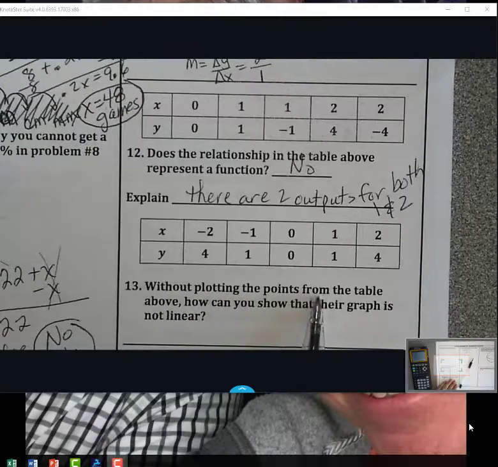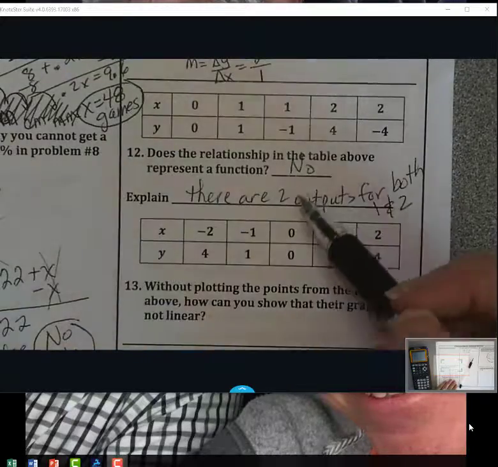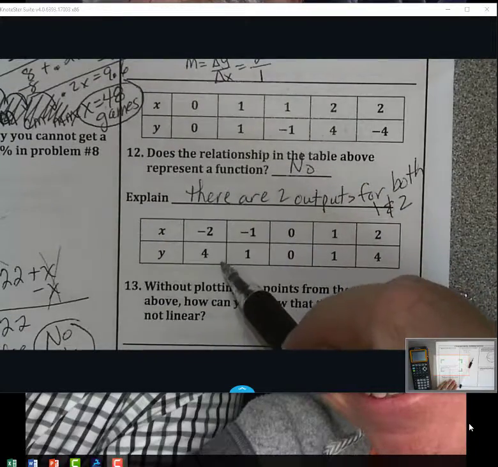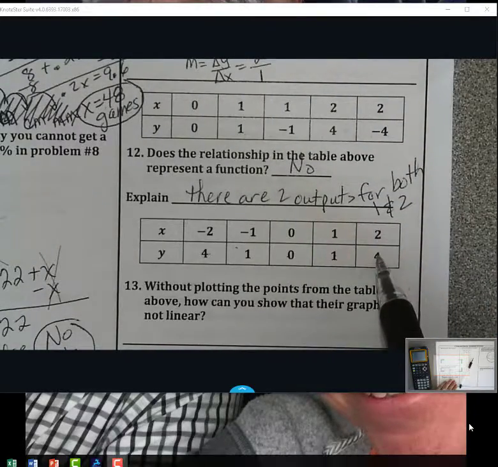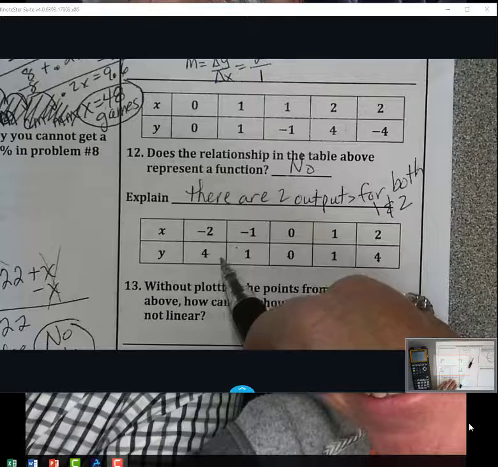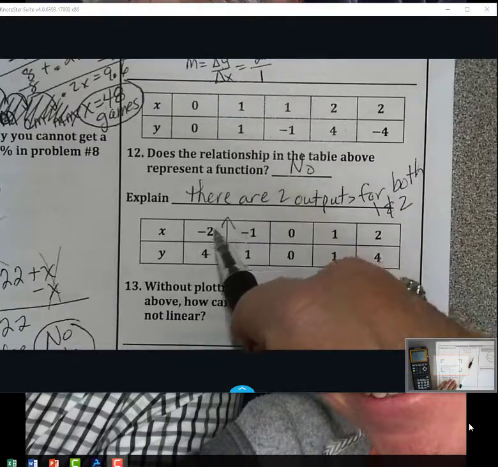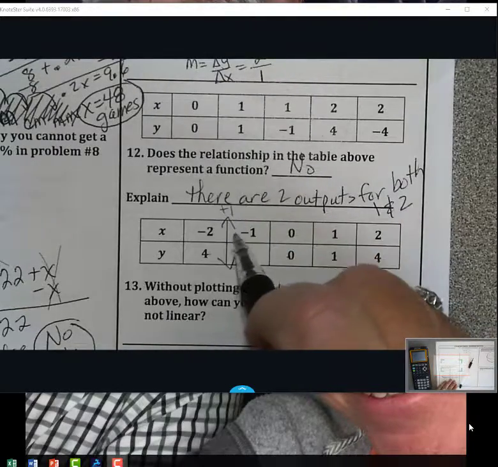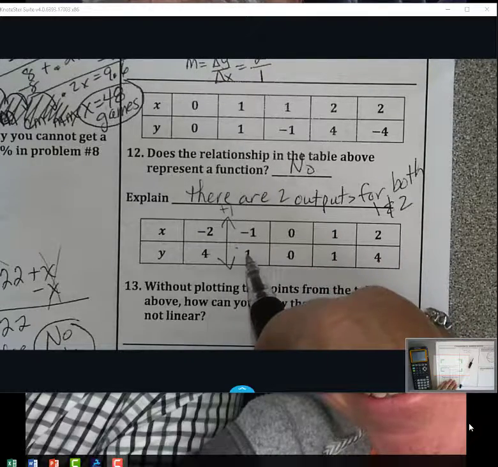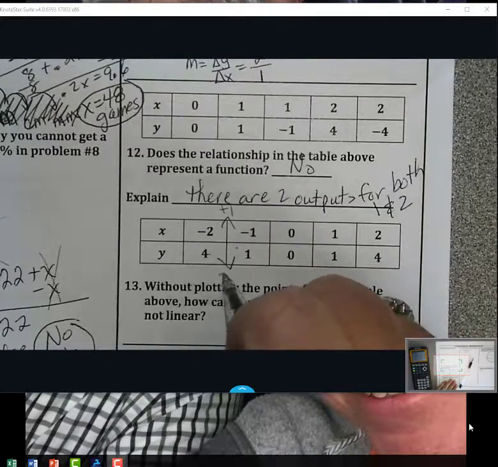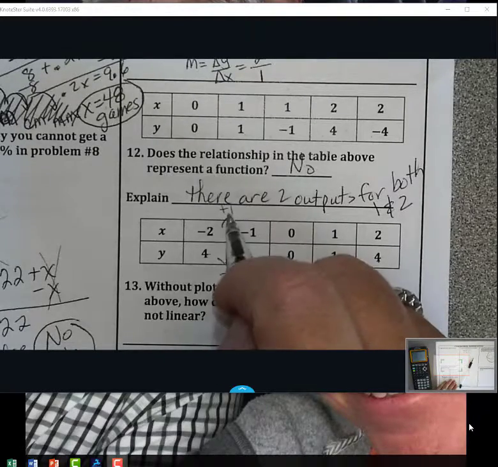Without plotting the points from the table above, how can you show that the graph is not linear? Well, if they are linear, then the slope is consistent between every 2 points. Okay, so let's figure out the slope right here. This is a plus 1, right? Negative 2 to negative 1, you add 1. To go from 4 to 1, you subtract 3. So the slope right here is a negative 3 over 1.